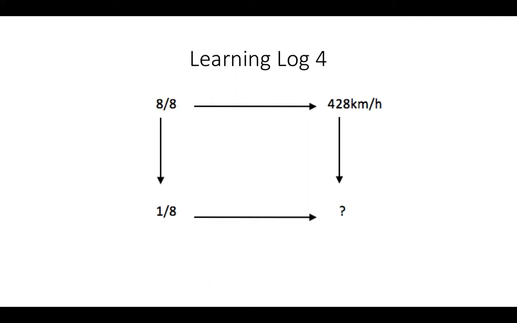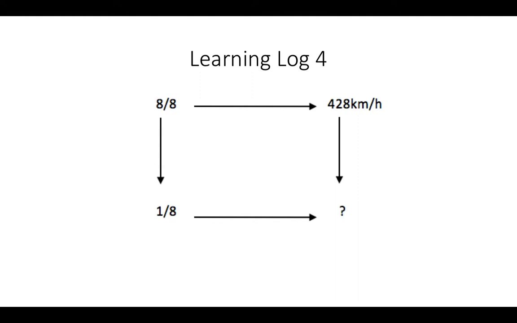Welcome to Learning Log Question 4. Here we discuss a Bugatti travelling at 428 kilometers an hour and purchasing a 1/8 scale model and finding out, A, how fast this model will travel at a 1/8 scaled speed, and then we'll find out how long it will take this scaled model to travel 16 meters across a room.